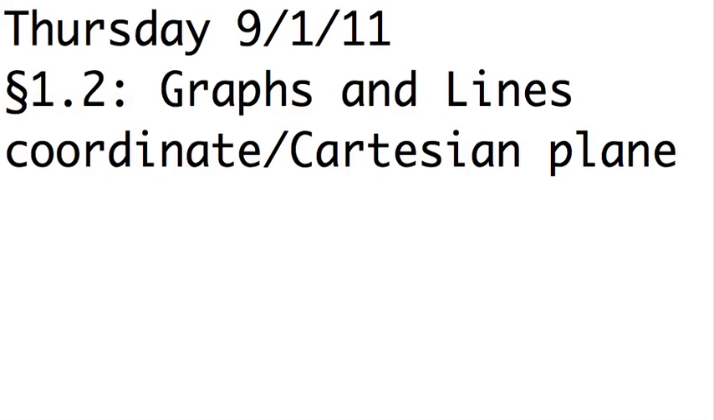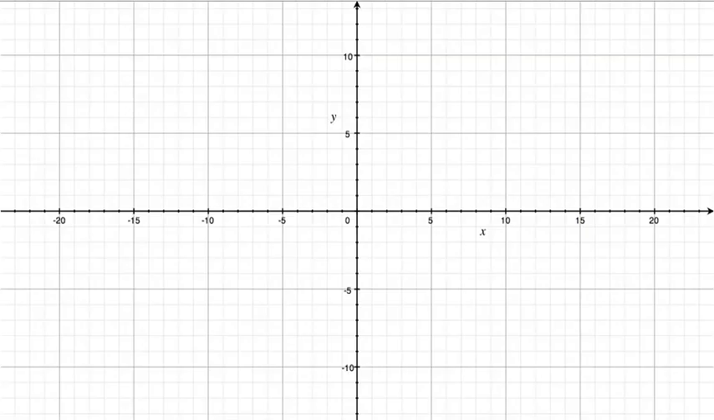Let's take a look at what it looks like. This is basically the Cartesian plane. This is basically the coordinate plane. It consists of two number lines. We've got this horizontal number line, which we are going to call the x-axis, and any value along the x-axis we will call an x-value. We've got this vertical line here called the y-axis, and any value along the vertical axis will be called a y-value.